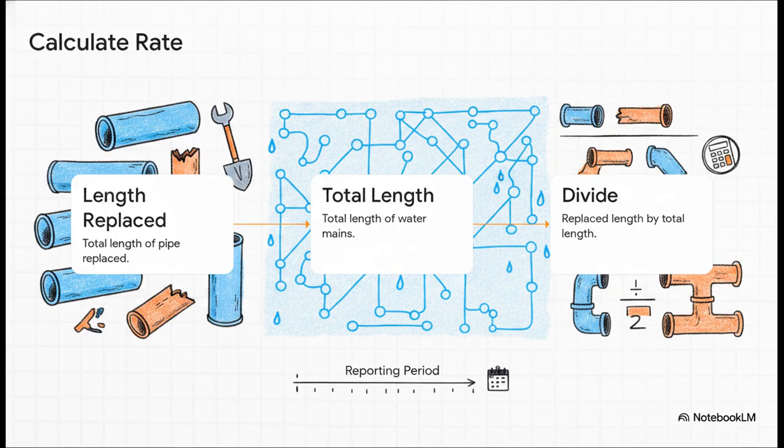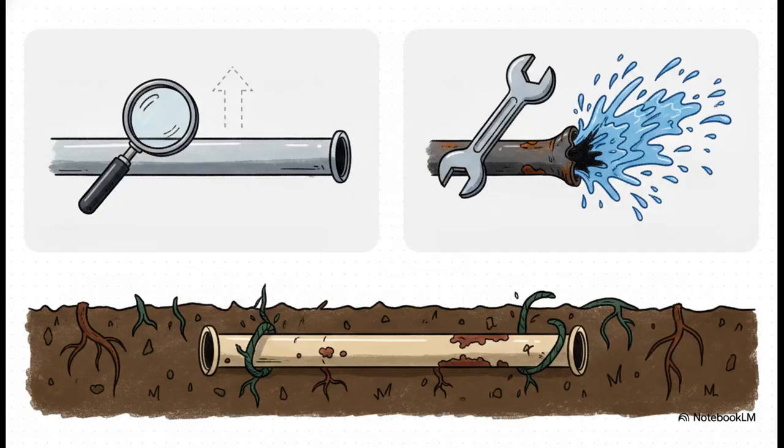Simple as that. That resulting number gives stakeholders a very clear, standardized view of exactly how rapidly a utility is actively upgrading its physical network. But numbers in a vacuum aren't really enough, right? Which is exactly why SASB requires utilities to provide reporting context.